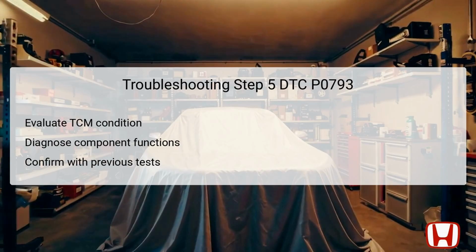Confirming the TCM's integrity is crucial, as this component directs the transmission's operational commands. A detailed understanding and analysis of TCM outputs are essential, allowing technicians to establish whether a TCM replacement is warranted to resolve the P0793 code.